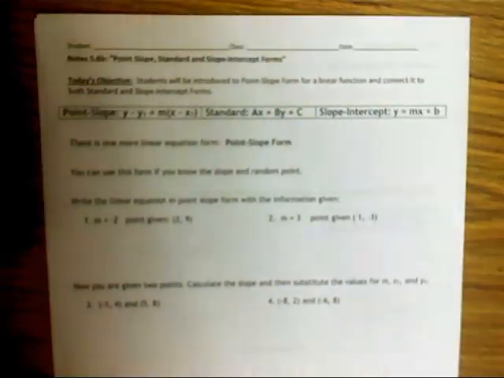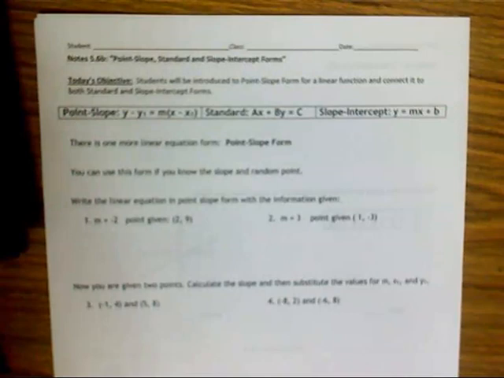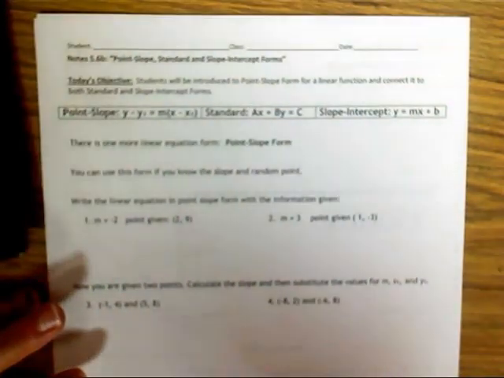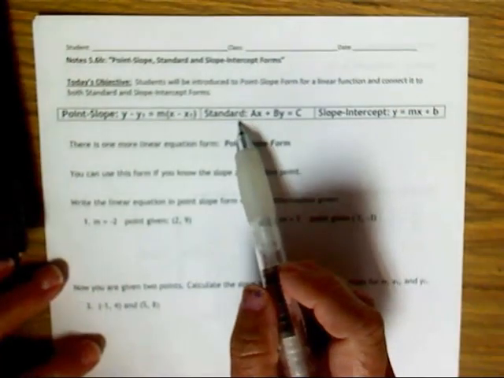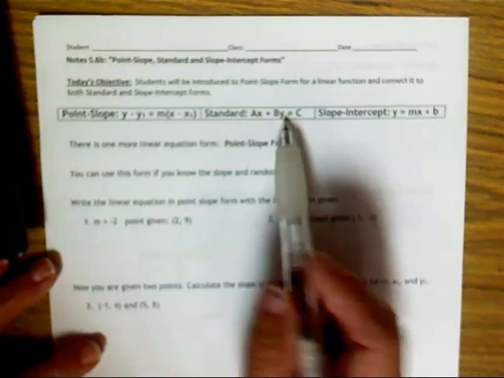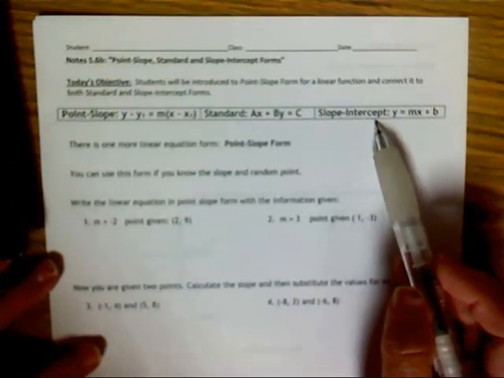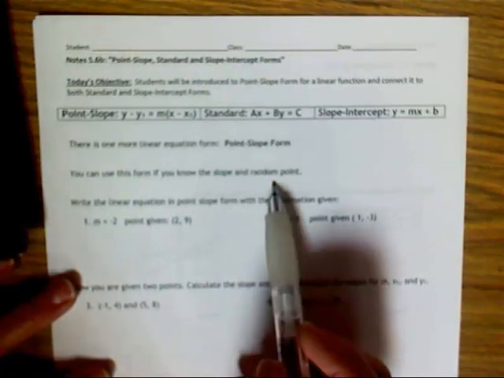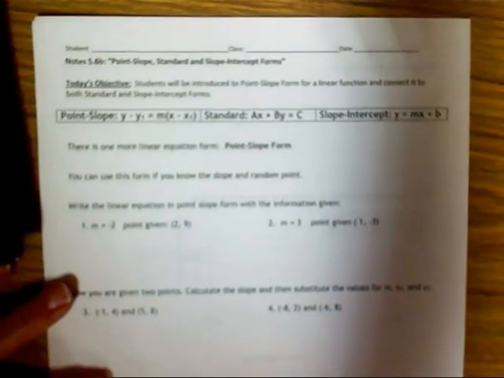Hello. Today we're going to go over point slope, standard, and slope intercept forms. So we're actually introducing a new form today. We've talked about standard quite a bit and how you can use standard form to find x and y intercepts. And we've talked about slope intercept a lot. So today your new one is point slope form. Point slope form is used if you know the slope and any random point that is on that line.